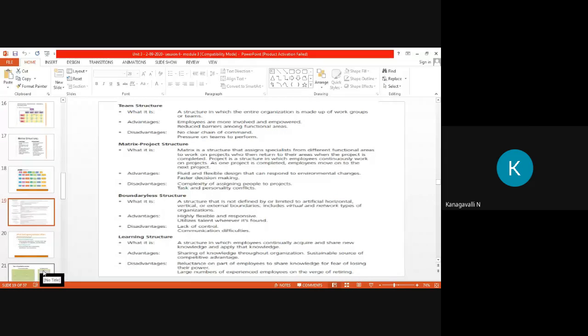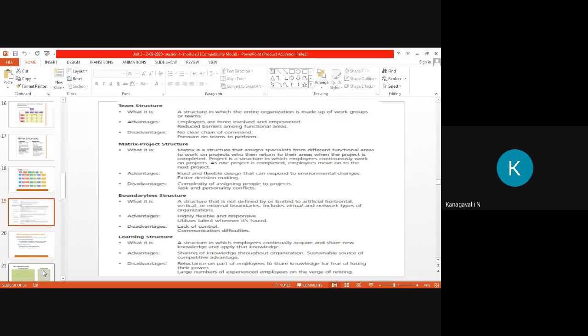Then the team structure is generally called a structure in which the entire organization is made up of work groups or teams. The advantages of this team structure are that employees are more involved and empowered. The disadvantages are no clear chain of command, and pressure on teams to perform.